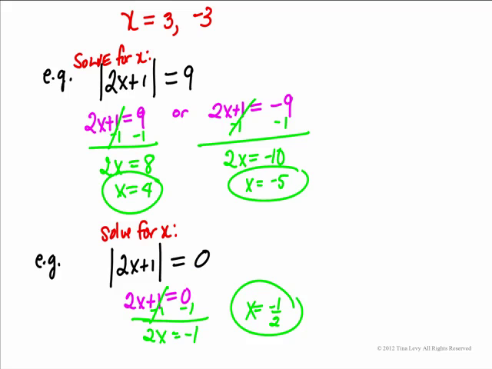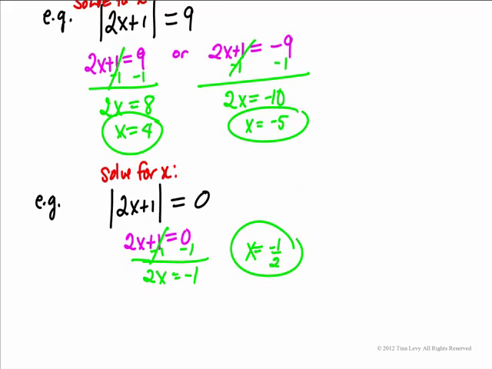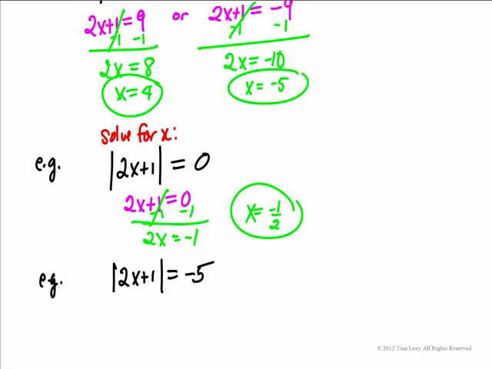Let's do a third one. That's kind of tricky. This third example, I'm going to say, what if the absolute value of 2x plus 1 is negative 5? This one is something we can't do because an absolute value being distance, absolute value should always be positive. And because it isn't, in this one, we'd say there's no solution.